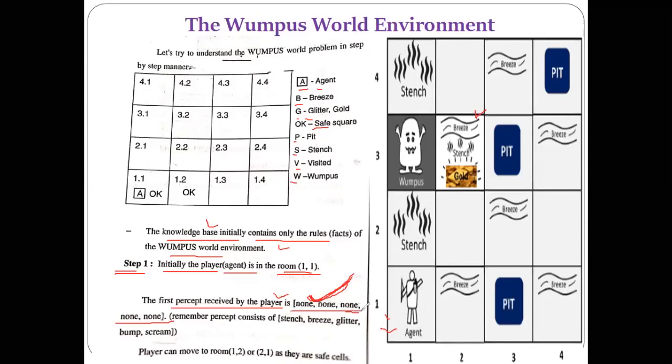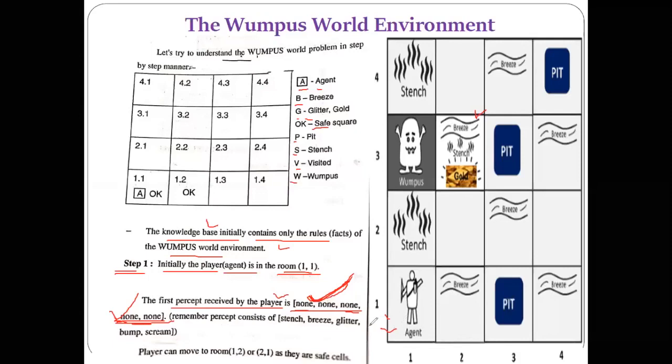This is the perception. What is the meaning of this? That is what I am asking. What is the meaning of this perception at room 1,1? All of you got the question I am asking? No five elements. None. You must be observing it: five times none. Yes or no? Yes. What is the meaning of this none? Nothing. Here, at position 1,1, the agent is not perceiving anything. He is not sensing anything. You are getting it? Correct? Yes, sir.